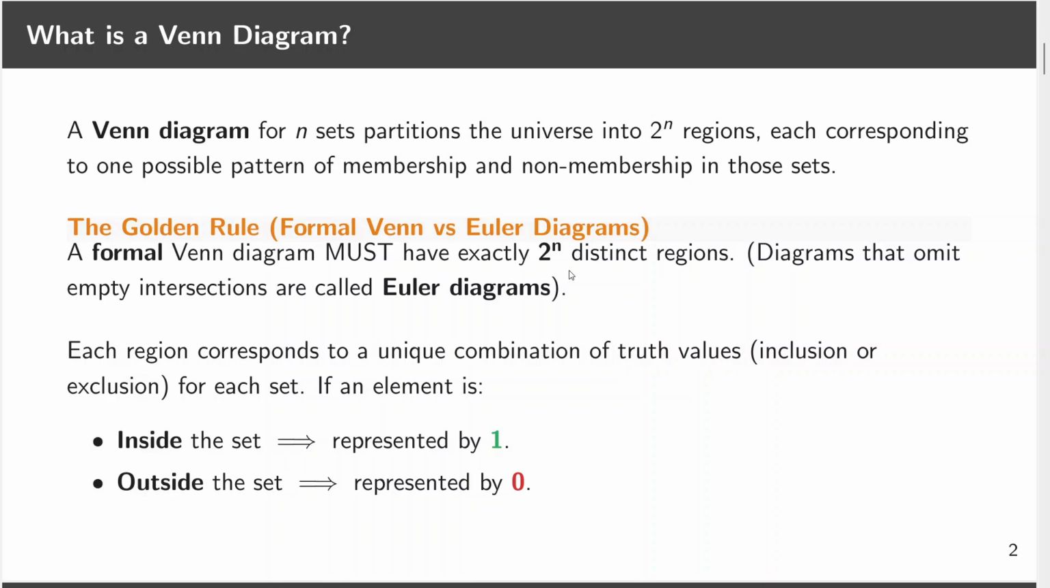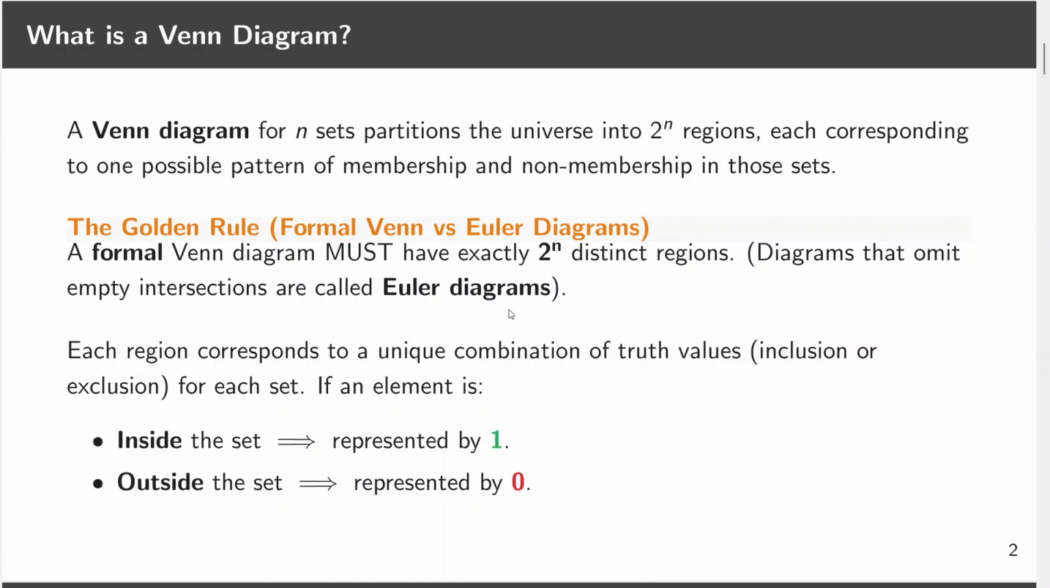Now, this raises an interesting question. What do we call a diagram that looks like a Venn diagram but skips the empty regions? What if someone draws a diagram that only shows regions where actual elements exist and leaves out the empty ones? That type of diagram has a different name. It is called an Euler diagram. Named after the mathematician Leonhard Euler, an Euler diagram is more casual and practical. It only draws what's non-empty. A formal Venn diagram, on the other hand, is strict and complete. It draws every possible region, empty or not. Both are useful, but they are different things. And now you know the difference.